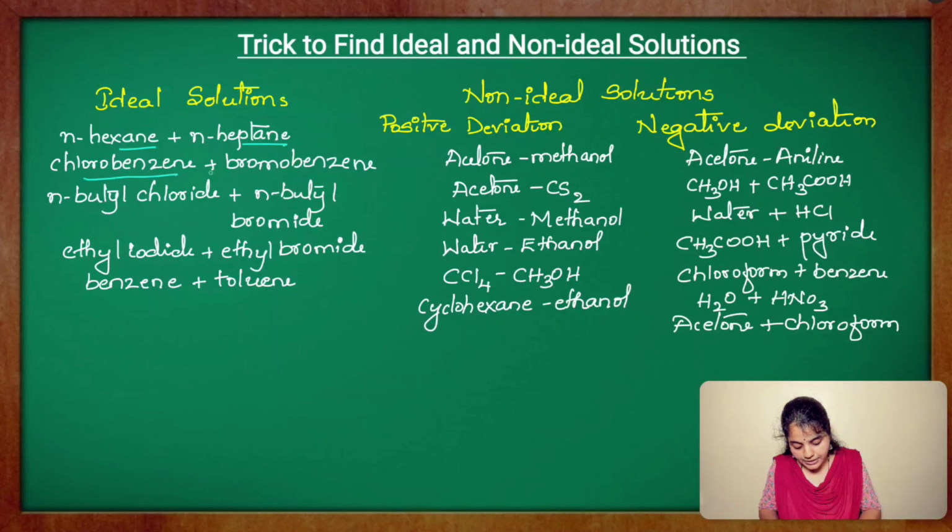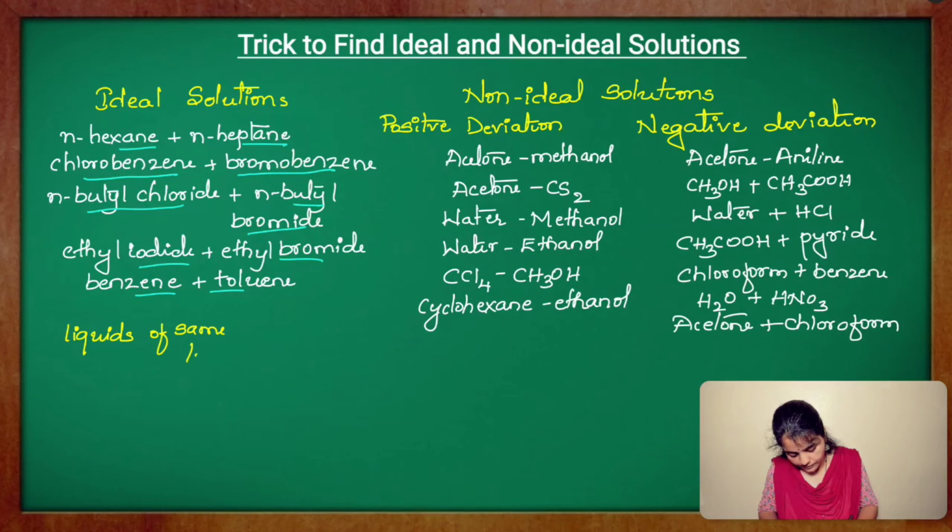If you consider chlorobenzene and bromobenzene, they are of similar nature. Similarly n-butyl chloride and n-butyl bromide, ethyl iodide and ethyl bromide, benzene and toluene. All these examples which we have listed are liquids of the same type. When they combine, they form an ideal solution. So if the liquids are of the same type, then the solution that we get is an ideal solution.